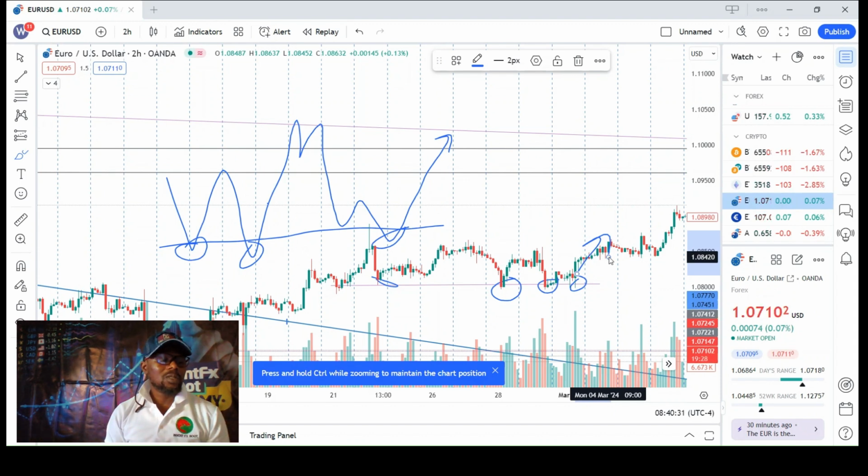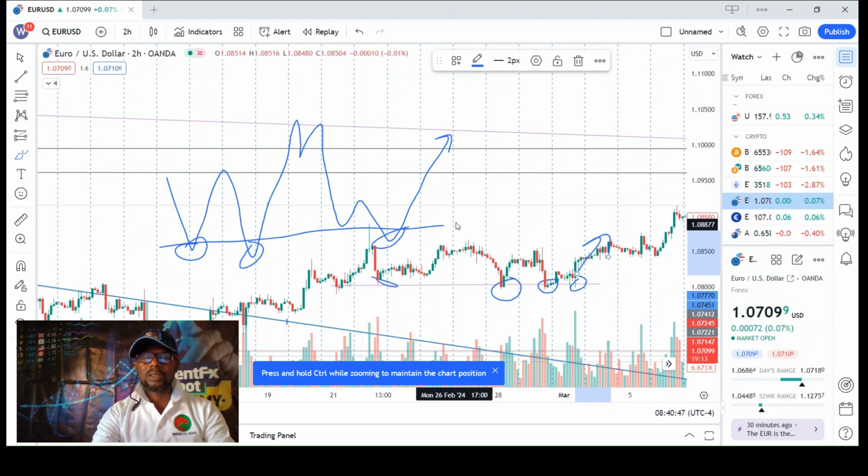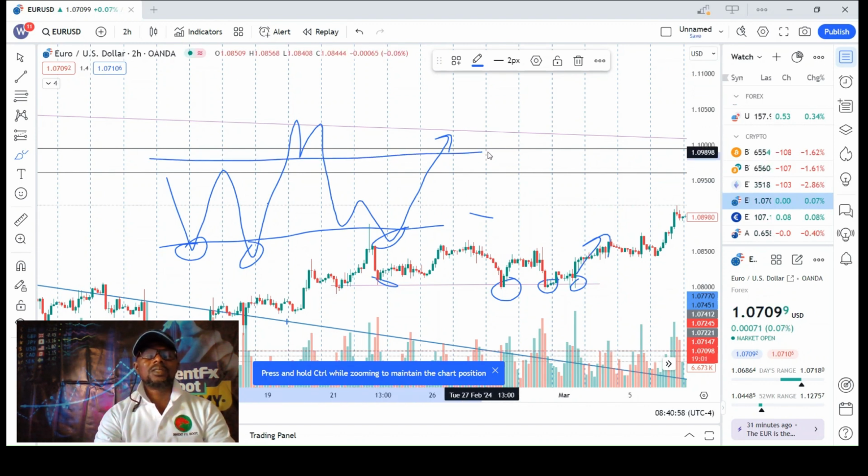So let's quickly check the resistance. The resistance follows almost the same logic. So let me draw resistance for you. This is the resistance. Resistance comes up like this. Resistance is up while support is down. This is your resistance. This is your another resistance.